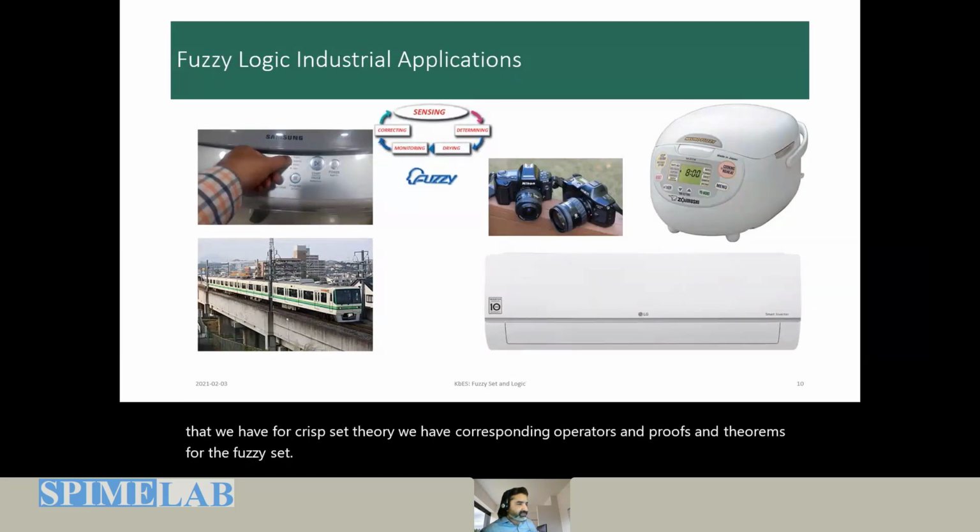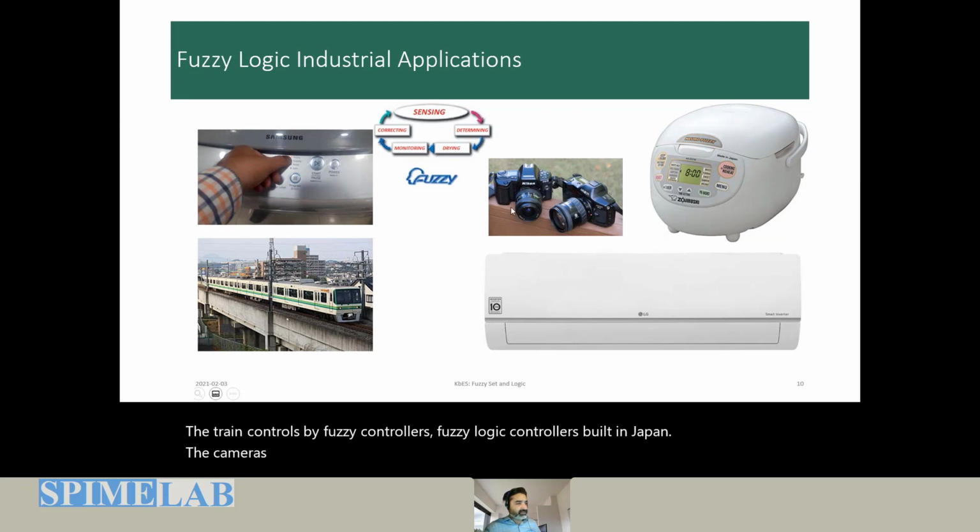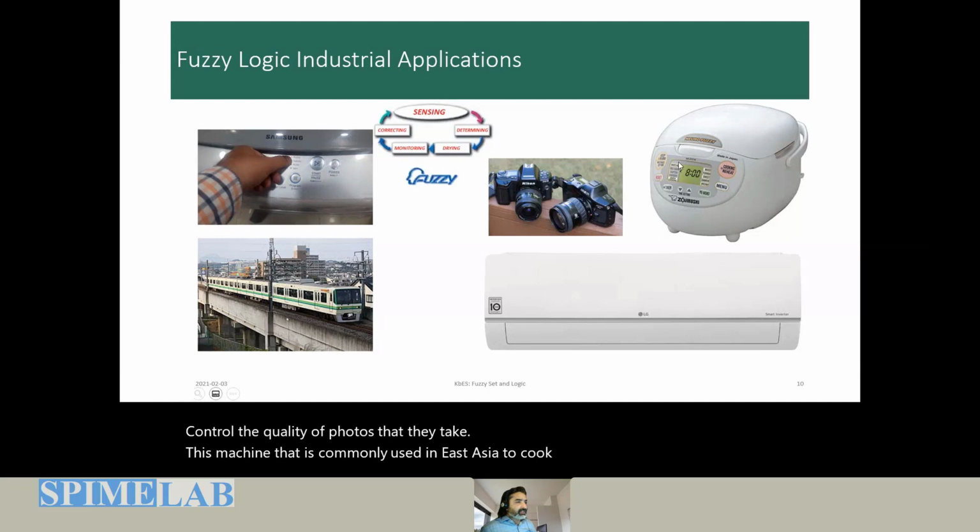There are many interesting applications that you can find. A famous example is the train controlled by fuzzy logic controllers built in Japan. The cameras, the first Nikon camera company introduced cameras that use fuzzy logic to control the quality of photos that they take. This machine that is commonly used in East Asia to cook rice uses fuzzy logic.